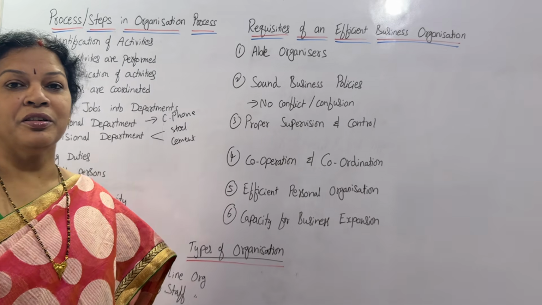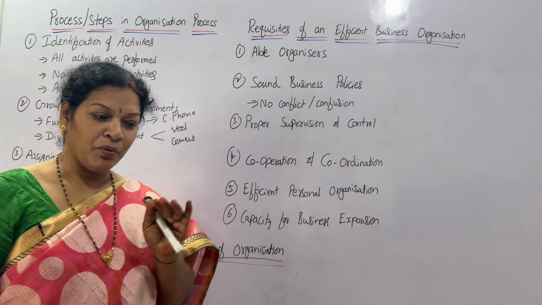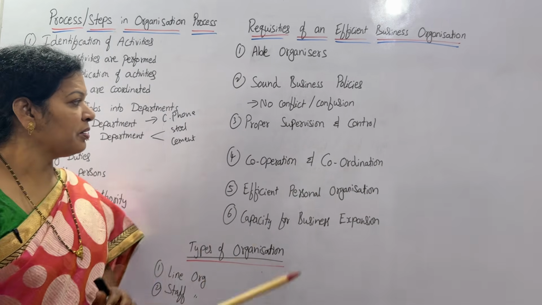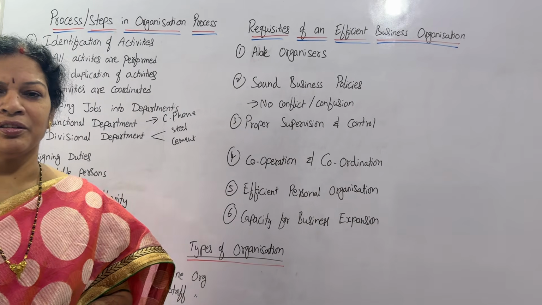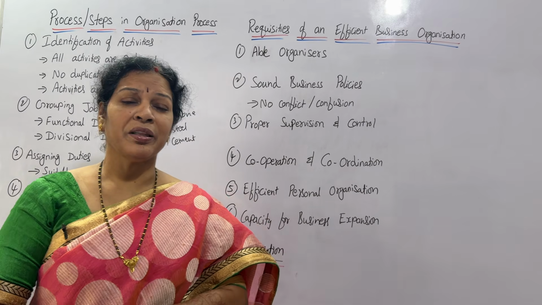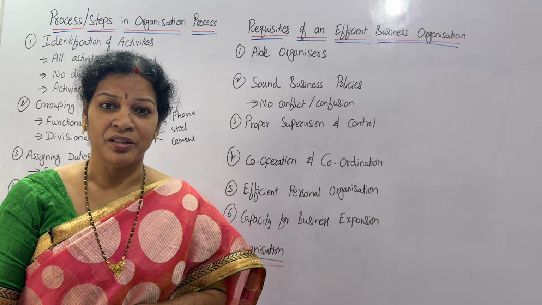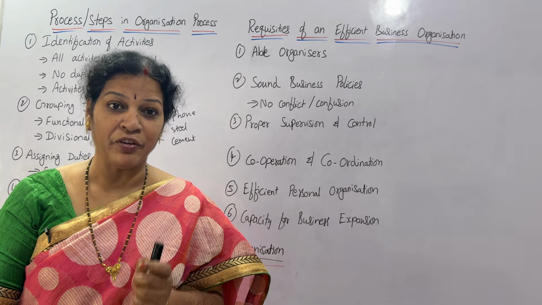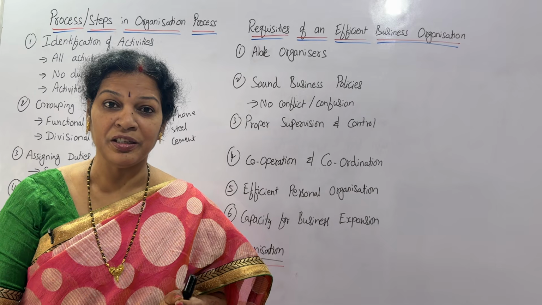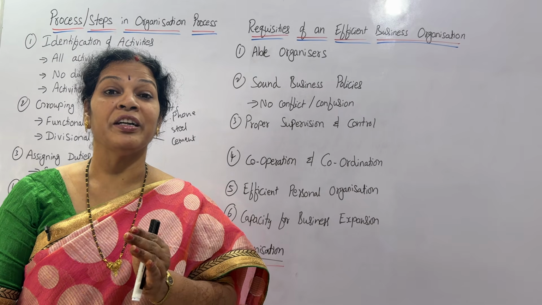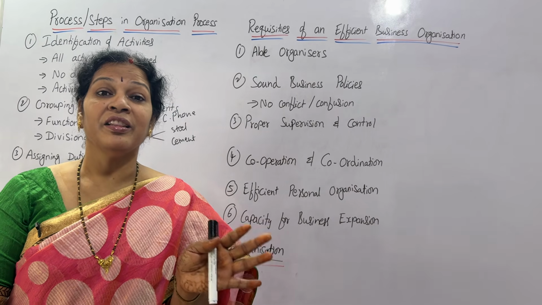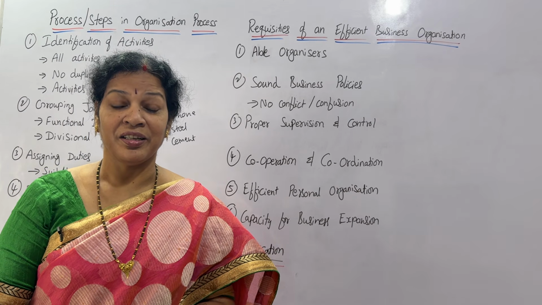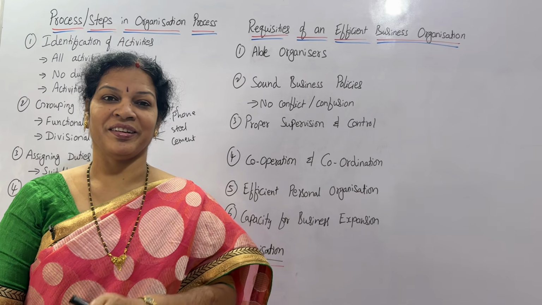Requisites of an efficient business organization. What are the things required for an efficient organization? Simple points. One is able organizers. Who are the able organizers? Those who are efficient, who have good knowledge, who have the capability of handling things, who are well experienced, who have in-depth knowledge in that particular area. These people we call organizers. Good organizers, able organizers. This is important.